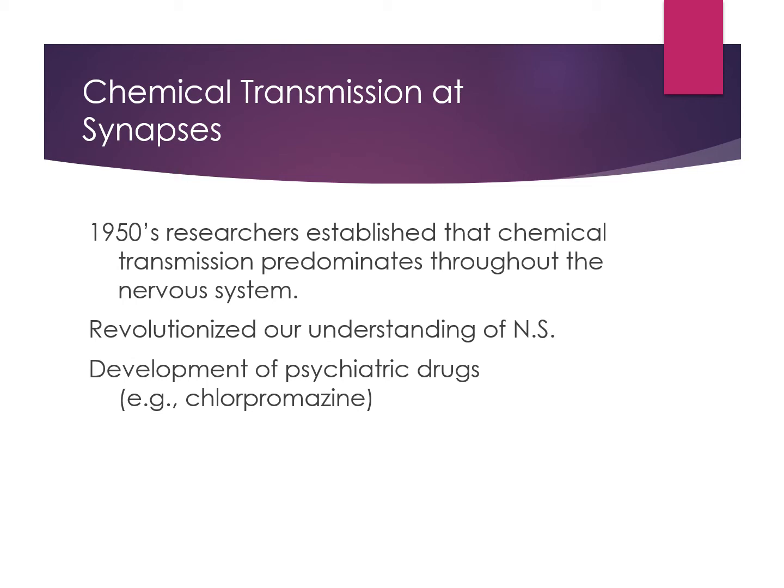By the 1950s, researchers had established that chemical transmission predominates throughout the nervous system. We have a few electrical synapses that we'll talk about really briefly towards the end of discussing synapses. But this idea that it's a chemical transmission really revolutionized our understanding of the nervous system. If you know your bit of history about how we came up with these psychotropic or psychiatric drugs for people, this was happening in the 1950s. So this really revolutionized the way we treat people with any kind of mental disability or mental illness. So we see this development of psychiatric drugs.